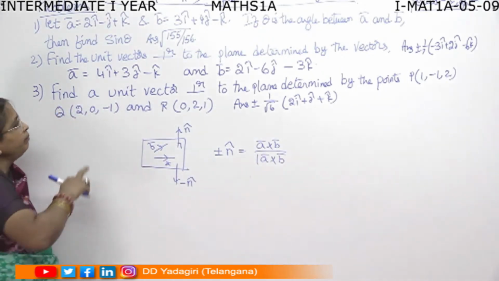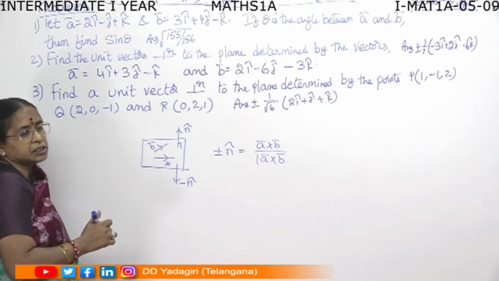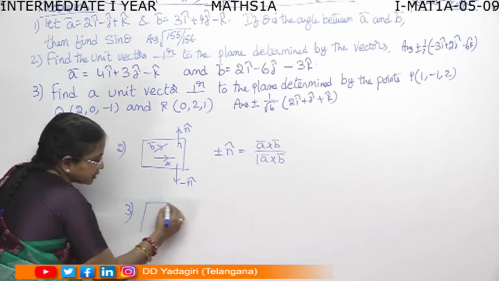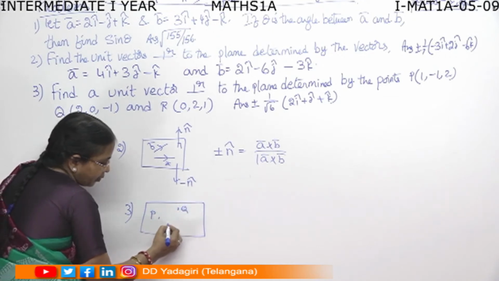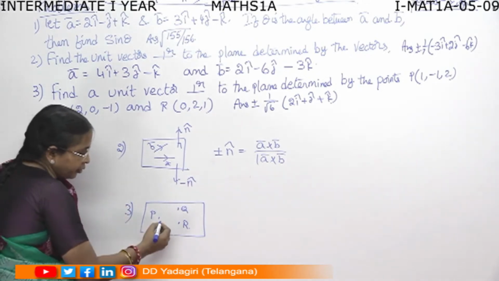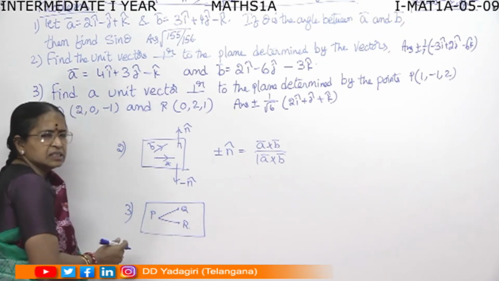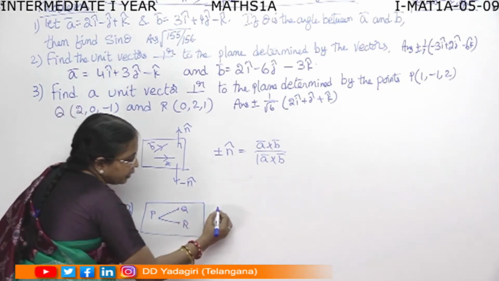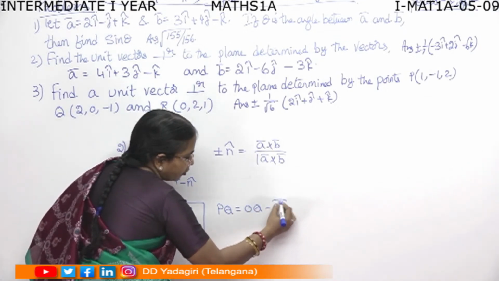Whereas in the third problem, here also you should find unit vectors perpendicular to the plane determined by the points. In the third problem, the difference is he has given points P, Q, R. P is a point, Q is a point, R is another point. They are not vectors. So what you do is you convert them into two vectors, PQ vector and PR vector. See that the initial point is the same in doing such problems. So first find the PQ vector. So what is PQ vector? OQ minus OP.